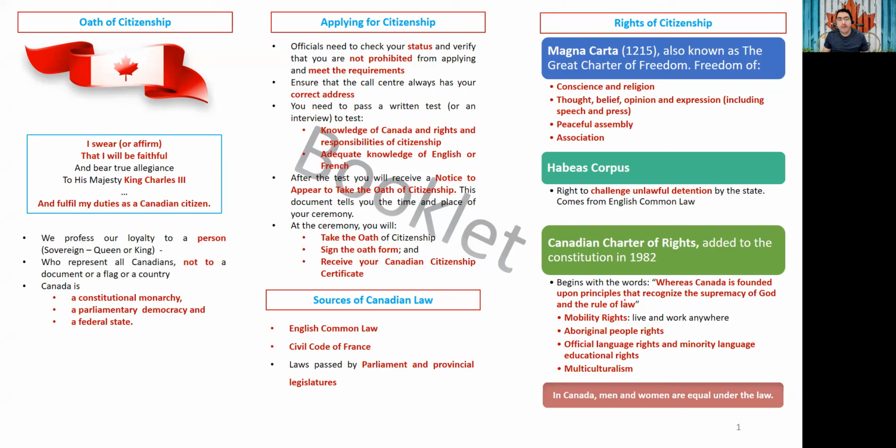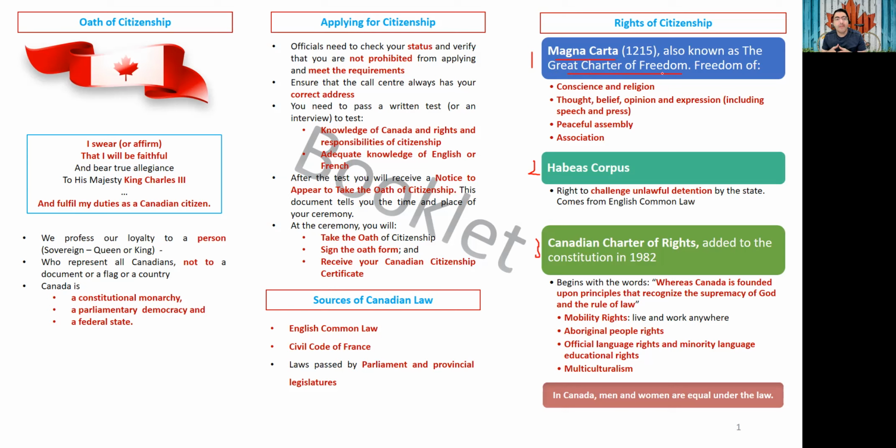Okay, the rights are coming from different sources. It is actually coming from three different sources. Number one, number two, and number three. And the first one is coming from a document from the England Constitution or England law, which is called Magna Carta, also known as the Great Charter of Freedom. It's coming from the British law, Great Charter of Freedom.